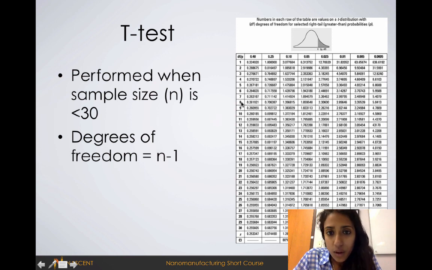And so I would look at this entry in the t table. If I had a significance level of 0.05, I would then look at this 0.05 value and see that this is my t-score, 1.833.